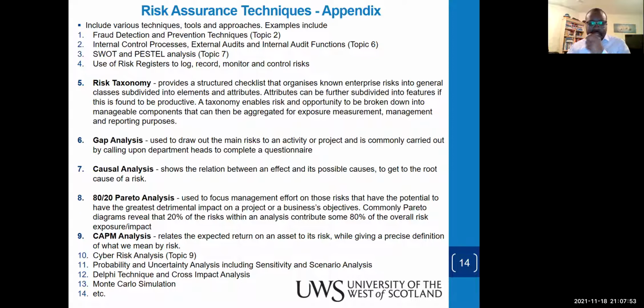Then we have the capital asset pricing model. You might have remembered this risk-free and then risk premium elements, okay, which helps us to see the trade-off or the relationship between expected rate of return and then the risk elements. And then cyber risk analysis, we looked at it in our cyber risk management. Probability, simulation analysis, sensitivity analysis, scenario analysis, Delphi's techniques, Monte Carlo, cross-impact analysis, a lot of them, okay? There's a lot of them.